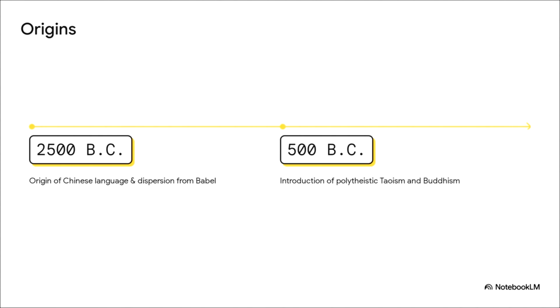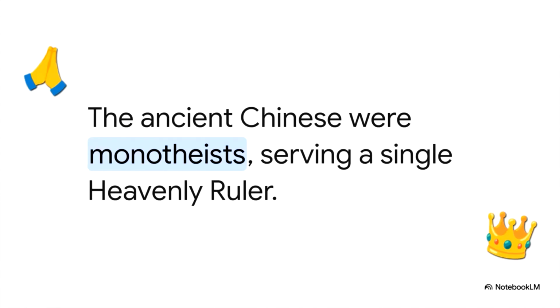Furthermore, they note that polytheistic religions, things like Taoism and Buddhism, didn't even enter Chinese culture until around 500 BC. That is a full 2,000 years later. This chronological gap is absolutely crucial because the authors point out that the original religion of the ancient Chinese was strictly monotheistic. They had no idols, no complex mythology. Instead, they worshipped a single supreme ruler of heaven. The authors argue that this original monotheistic culture is the true source of these characters, forming a perfect parallel with the worldview found in the early chapters of Genesis.